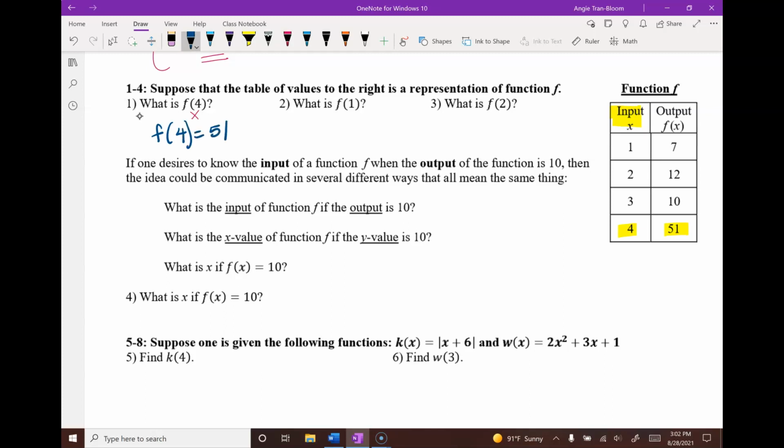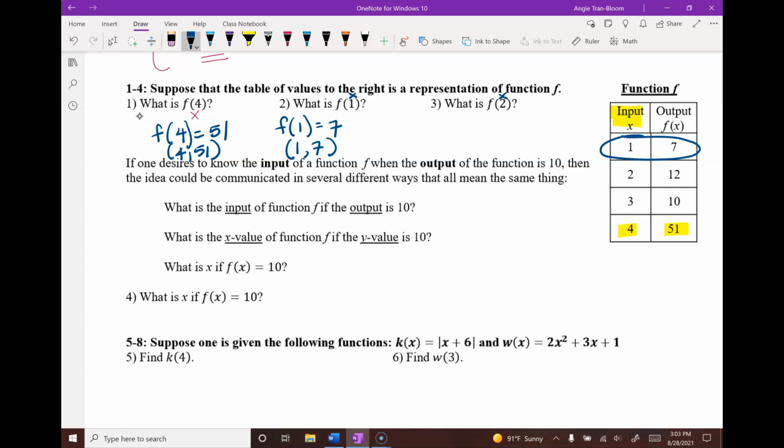What is f of 1? Remember, this right here is x. So we're going to look at when x is 1, y is 7. So f of 1 equals 7. This can also be written as (1, 7). That's an ordered pair. This could also be written (4, 51). That's an ordered pair. And again, this is the x value.